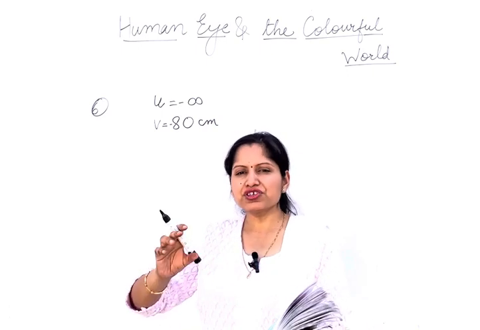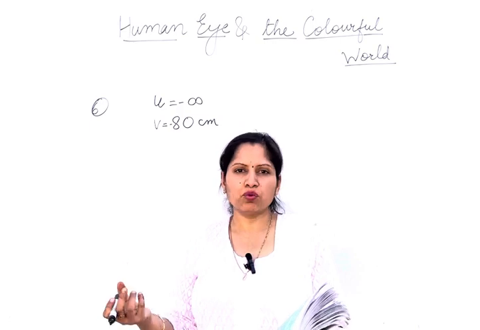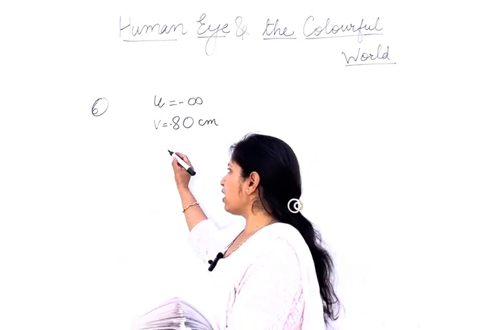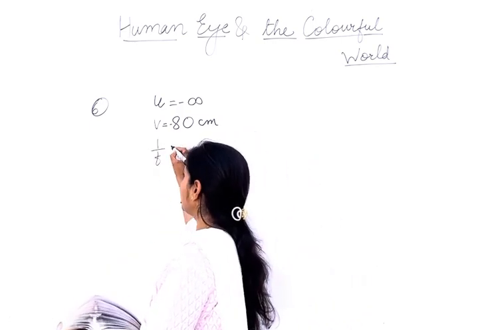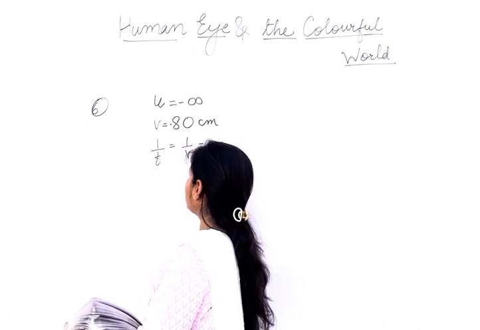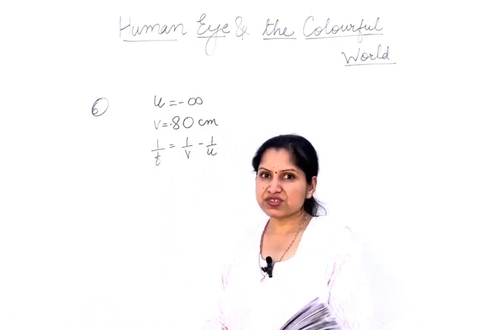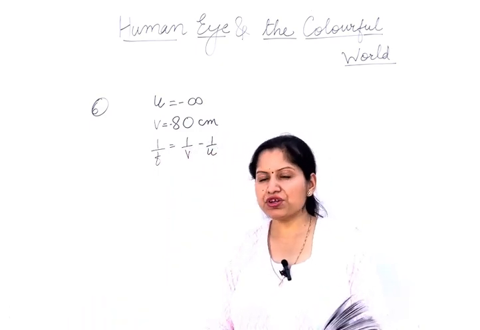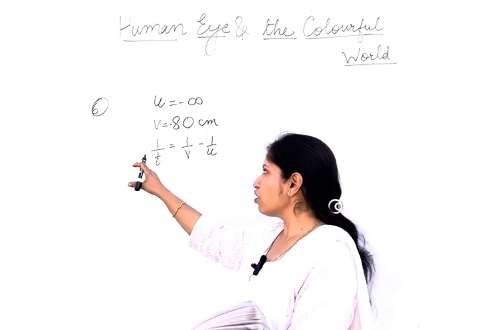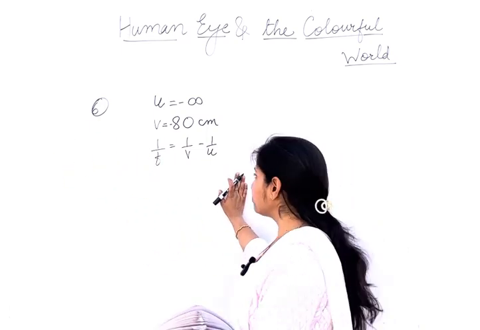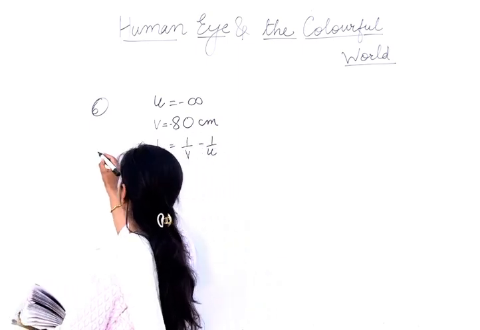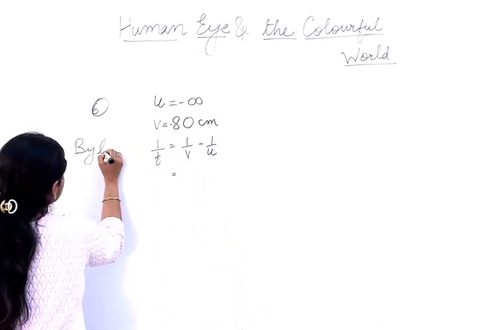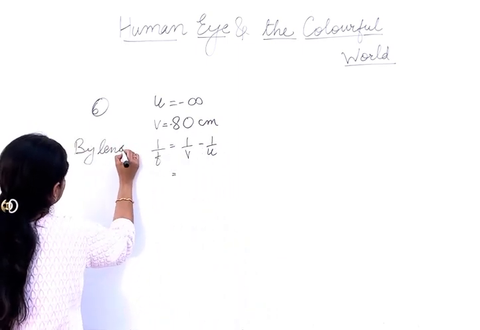In this numerical, you just need to work out what is the u and what is the v. So now what will be the focal length? 1 upon f is equal to 1 upon v minus 1 upon u, by using the lens formula. With every question you should write "by using lens formula" and then only write the formula.